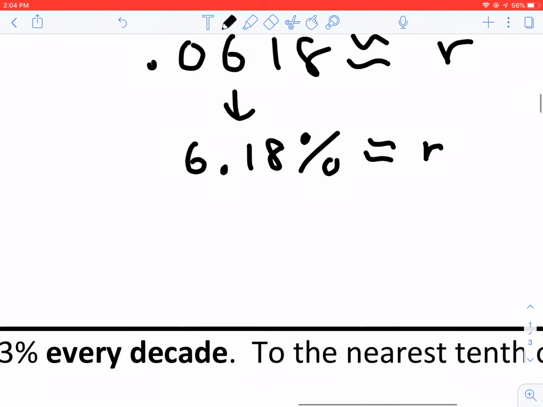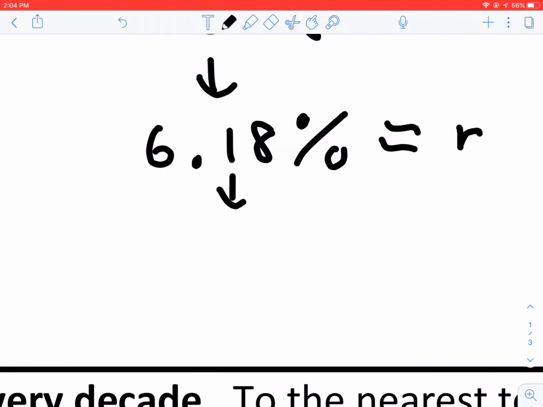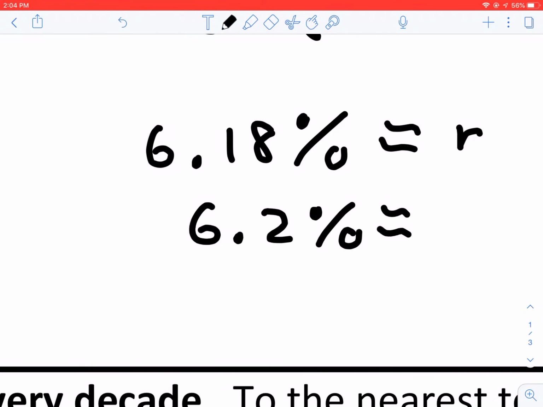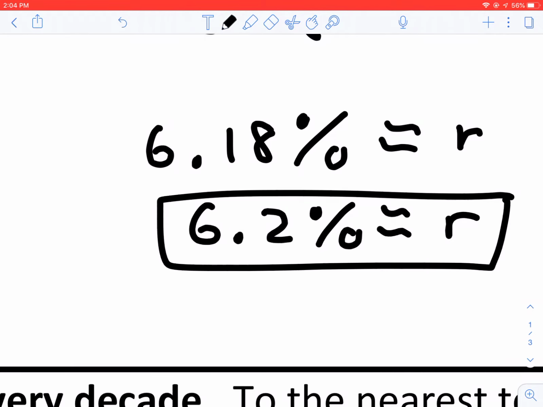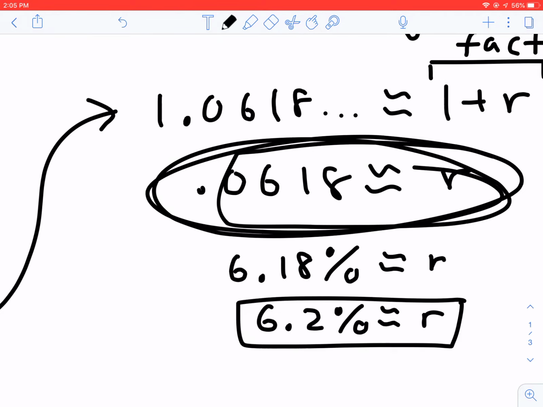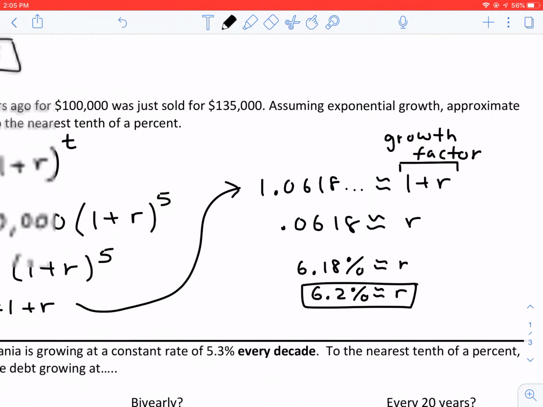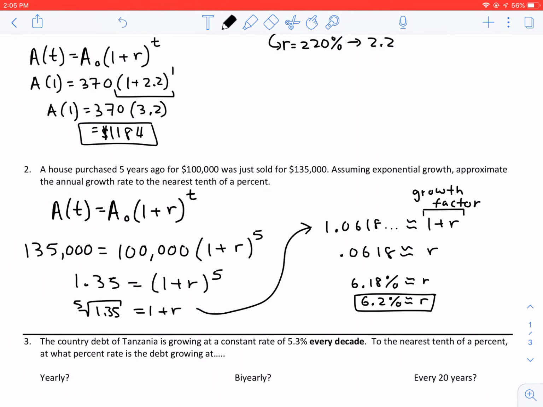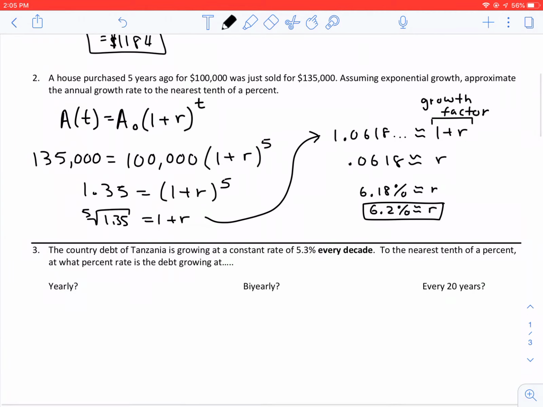Nearest 1/10 of a percent means this percent value rounded to the nearest 1/10, which of course is 6.2%. Alright, so that is to the nearest 1/10. Don't round this to the nearest 1/10 because that is not written as a percentage yet. And that's really all I wanted to talk about with that one.